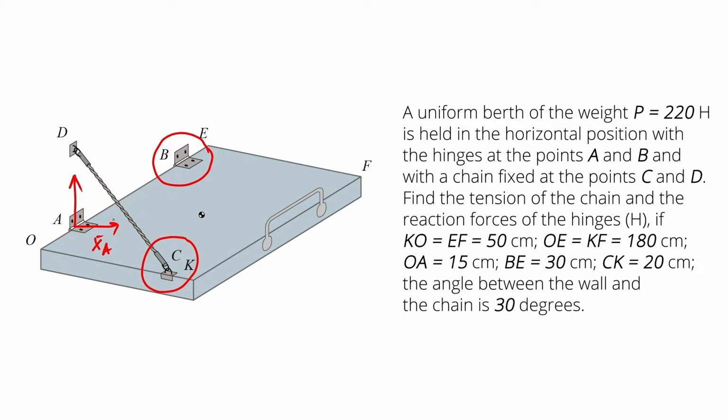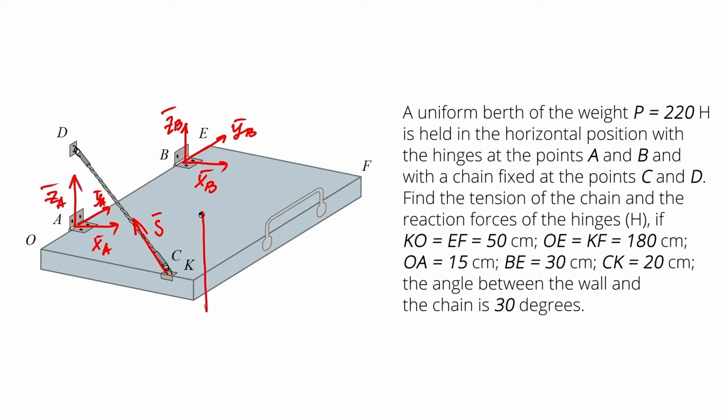XA, YA, ZA, and XB, YB, ZB. The reaction of the chain is directed along the chain from the point C. Besides, an active force P is acting on the berth. P is the gravity which we apply from the intersection of the diagonals.